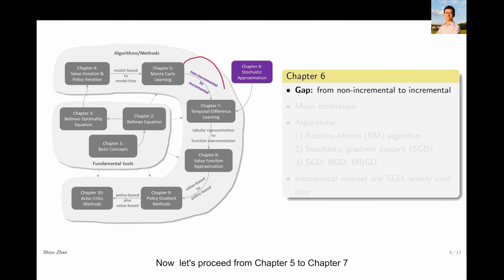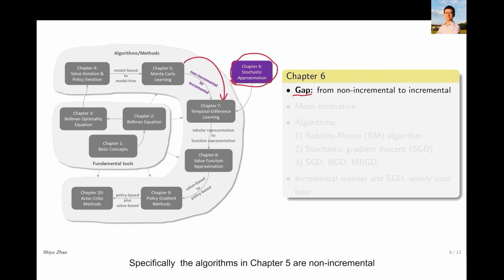Now let's proceed from Chapter 5 to Chapter 7. In Chapter 7, we will introduce temporal difference learning. However, before we delve into that, we first need to discuss Chapter 6 on stochastic approximation. Why is this necessary? It's because there is a significant gap between Chapters 5 and 7.